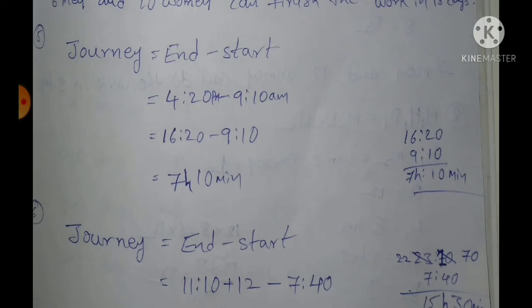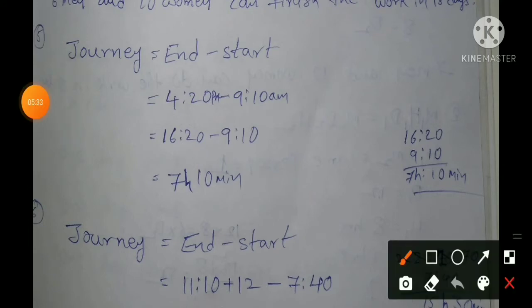Okay, and start time is the same as it is, 9:10. So by subtracting this we are going to get 7 hours 10 minutes. See, 20 minus 10, 10 minutes, 16 minus 9, 7 hours. Okay, the journey time is 7 hours 10 minutes.